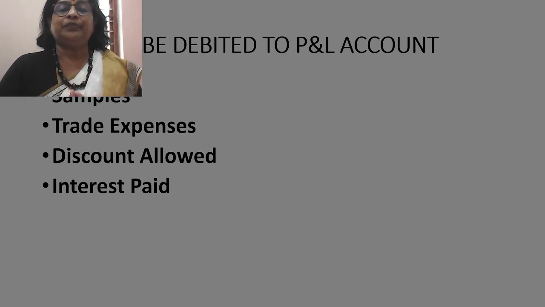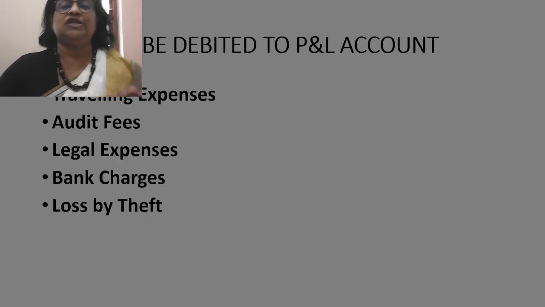Discount allowed. Discount allowed is when the debtors are paying in advance. You have to give discount for prompt and early payment. So that is the discount allowed to debtors. That is an indirect expenditure. Interest paid. It may be bank interest for the loan or any loan you have borrowed. You are paying the interest. These items are debited to profit and loss account.